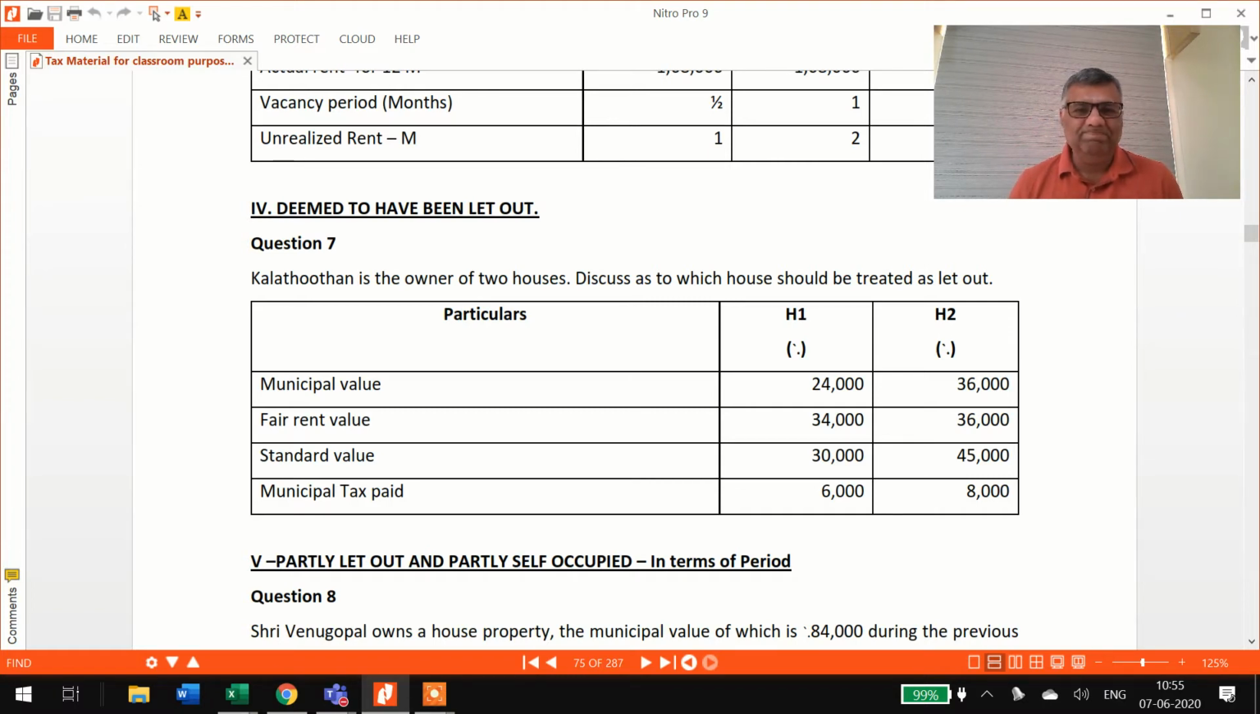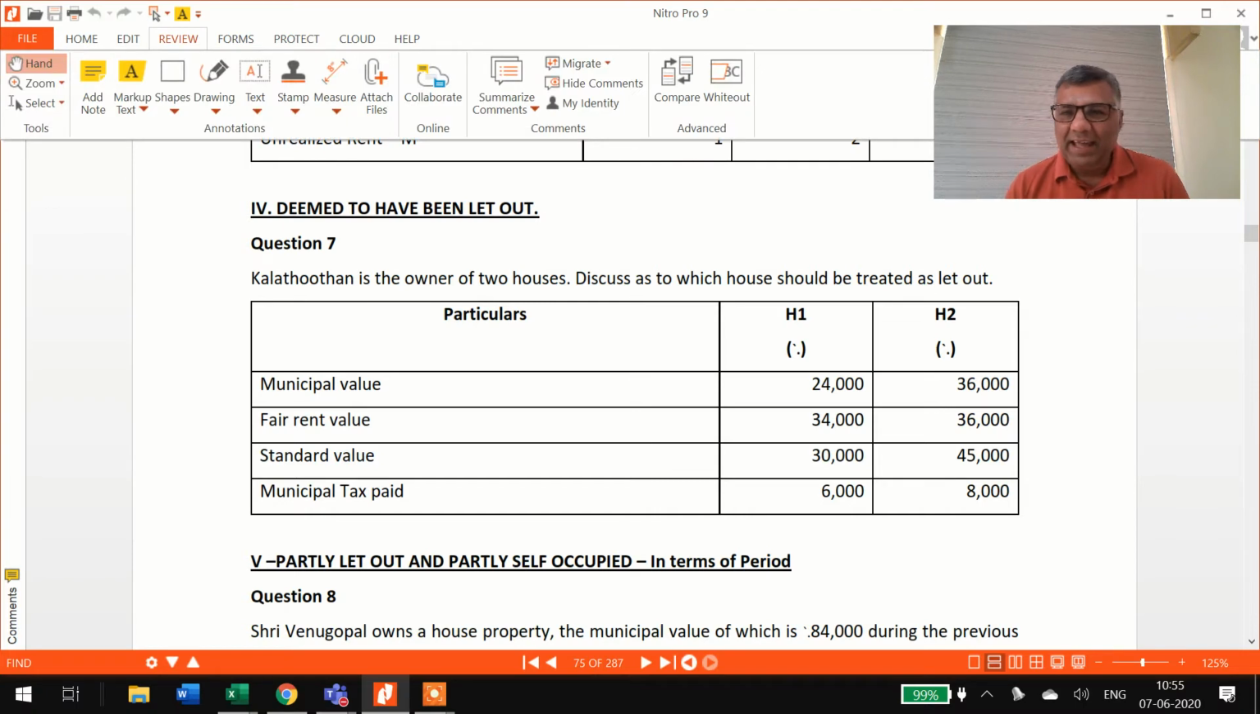Friends, I made a small mistake. Having retained the old question, can you write an H3 here after H2? I will give you the values. Municipal value 40,000.